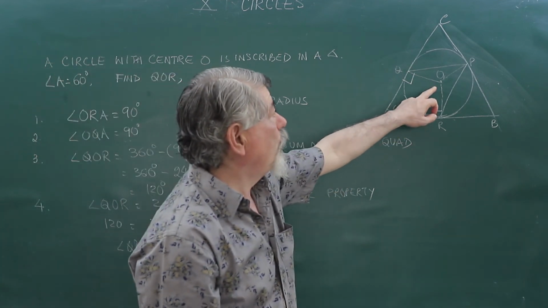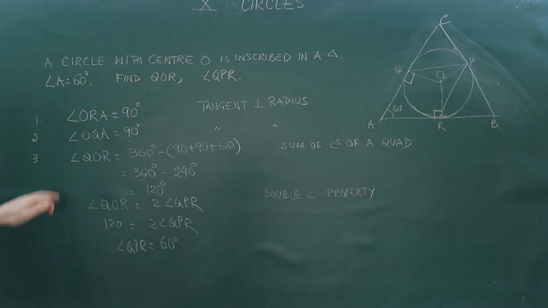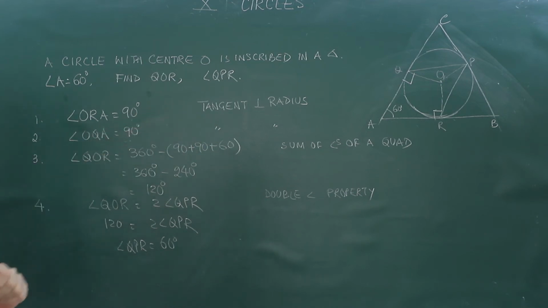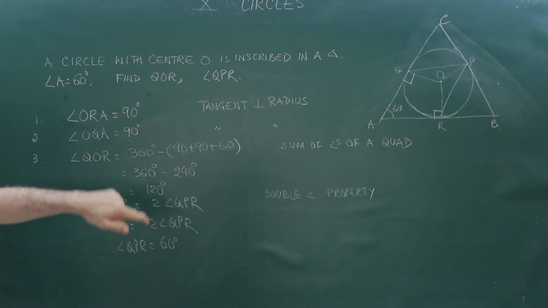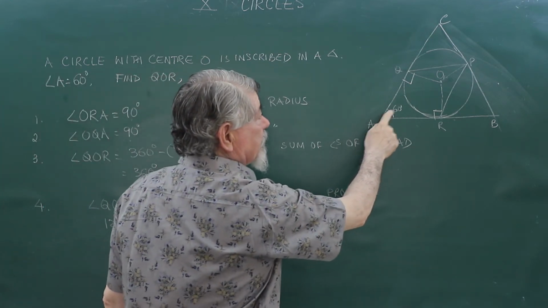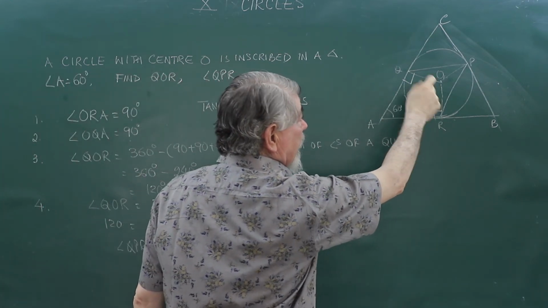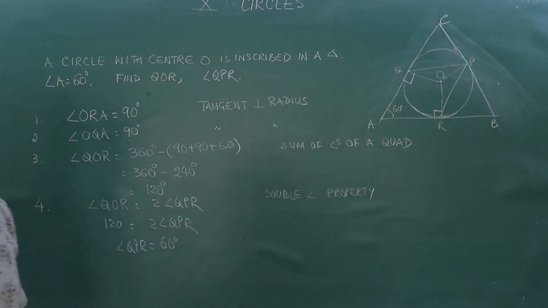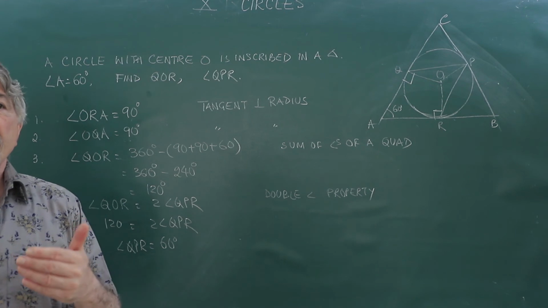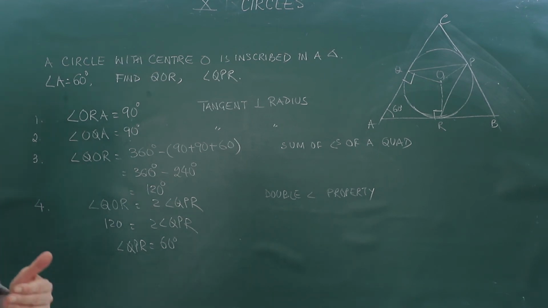Similarly, angle OQA will be 90 degree. Angle OQA is 90, again the same property, the tangent is perpendicular to radius. Now I have got this angle is 60, this is 90, this is 90. I have to find the fourth angle of the quadrilateral. The sum of the interior angles of a quadrilateral is 4 right angles, that is 360 degree.